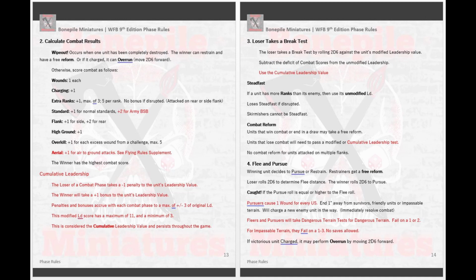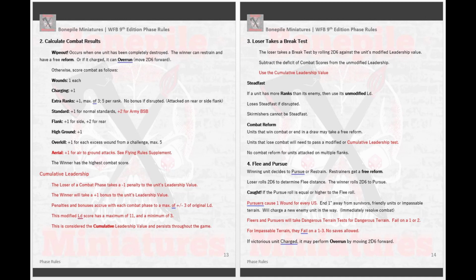And so this cumulative leadership concept is then used in place for all leadership tests for the rest of the game that involve the leadership check. And it is especially used for break tests and panic tests. And we have worked on this rule for a long time and played with different limits to penalties and bonuses. We started with no maximum or minimum values. We've also done plus or minus 5 leadership. And we ultimately settled with plus or minus 3.